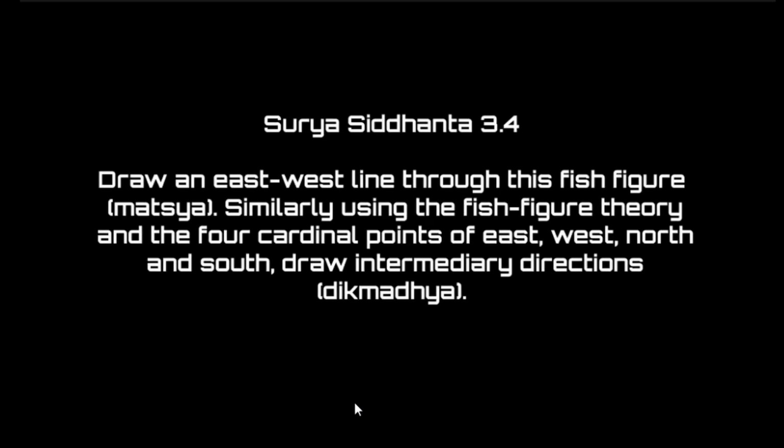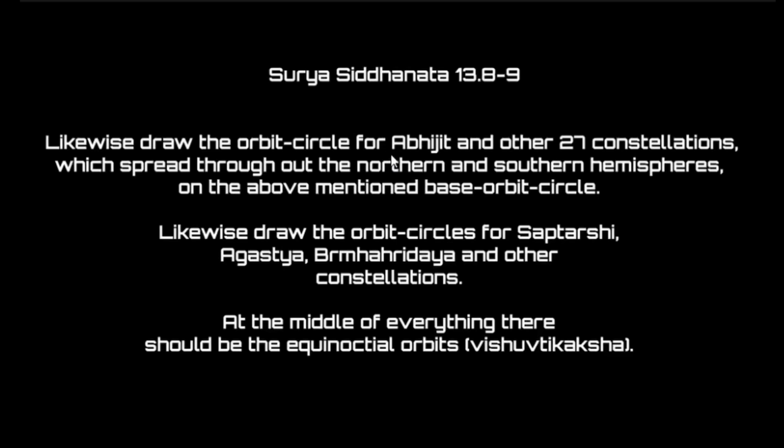Siddhanta 3.4. Draw an east-west line through this fish figure Matsya, similarly using the fish figure theory and the 4 cardinal points of east, west, north and south. Likewise, draw the orbital circle for Abhijit and other 27 constellations which spread throughout the northern and southern hemispheres.